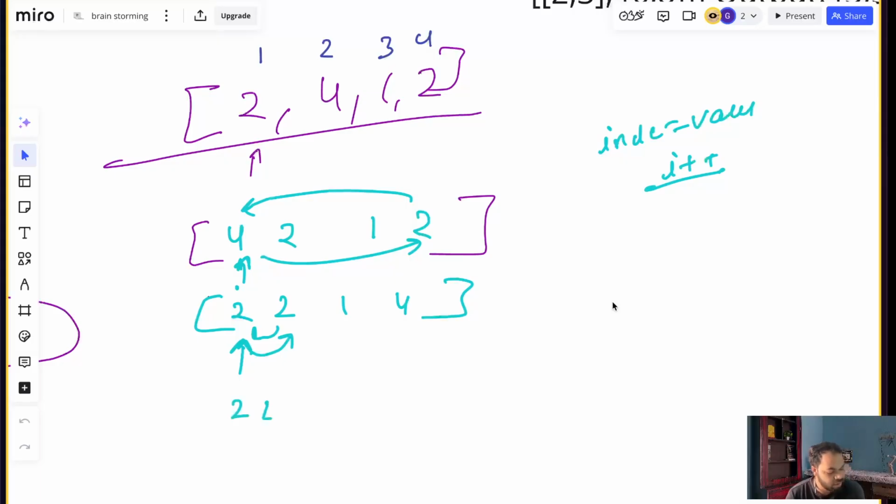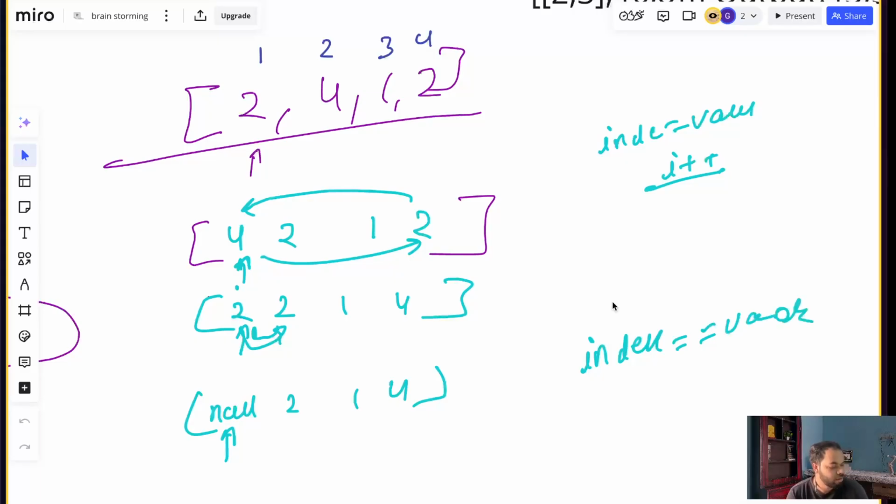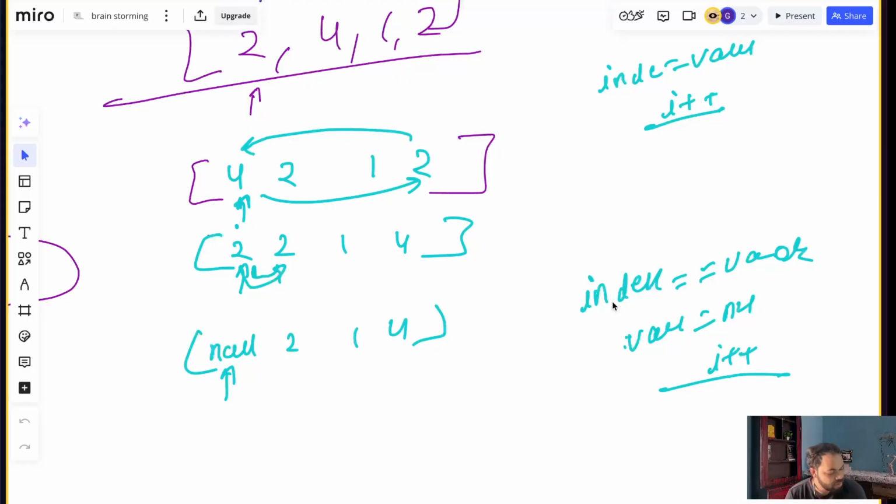It will again occur. So what we can do, if these two values match, we will make this one null. So we will make it null, and 2 1 4. And if this value matches its index or it is null, then we'll move ahead. So the condition changes a bit. Index is equal to value, or value is null. In both cases, we will increase the index. Okay. So now increase the index.